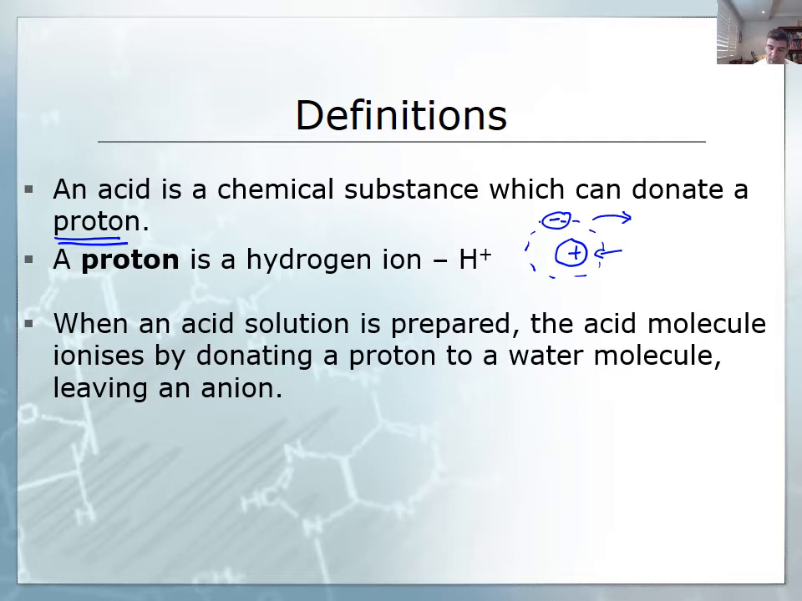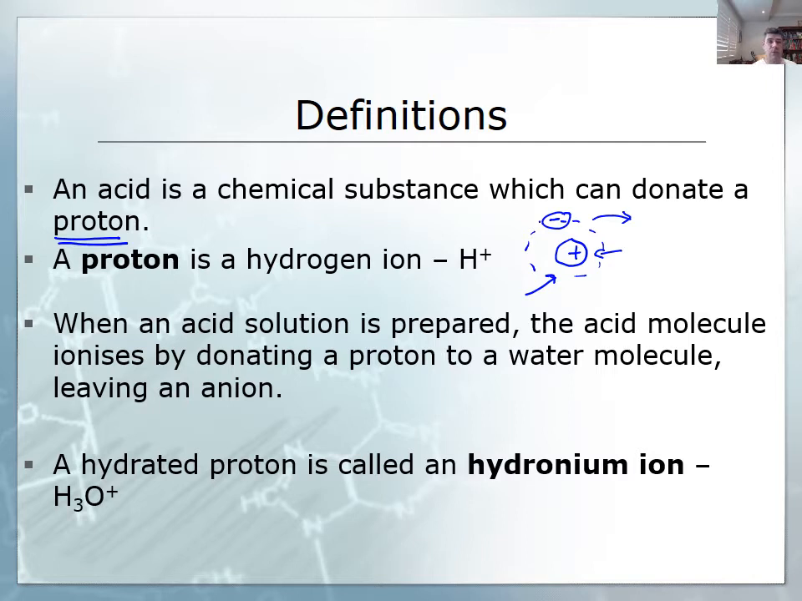When any acid solution is prepared, the acid molecule ionizes by donating that proton to a water molecule. So in actual fact, we don't have these individual protons racing around a solution. What we have is a protonated water molecule. And this is going to become a little bit more evident later on. But let's have just a quick look at it for the moment. So this protonated water or hydrated proton is called a hydronium ion. Effectively, what has happened here is the water molecule has taken in that proton and formed the hydronium ion. And this is going to be very important. It's the one that we're actually referring to every time we talk about things like pH.